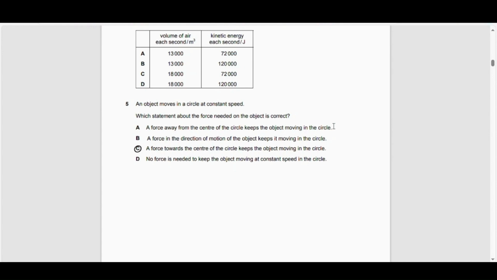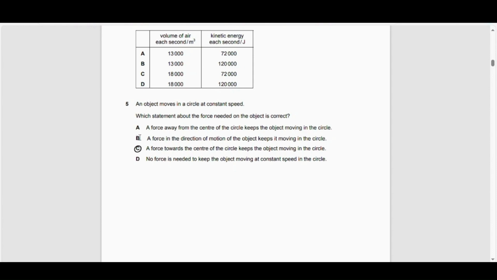Now, if we recollect our memory back to the centripetal force, it always acts towards the center of the circle, and that kind of makes sense. If you think about an object that's moving in a circle, say, the moon moving around the Earth, the Earth's gravitational force is not pushing the moon away from the Earth, rather it's pulling it towards the Earth, and that's what makes the moon move in a circle. So the force can't be acting away from the center, so that's clearly wrong.